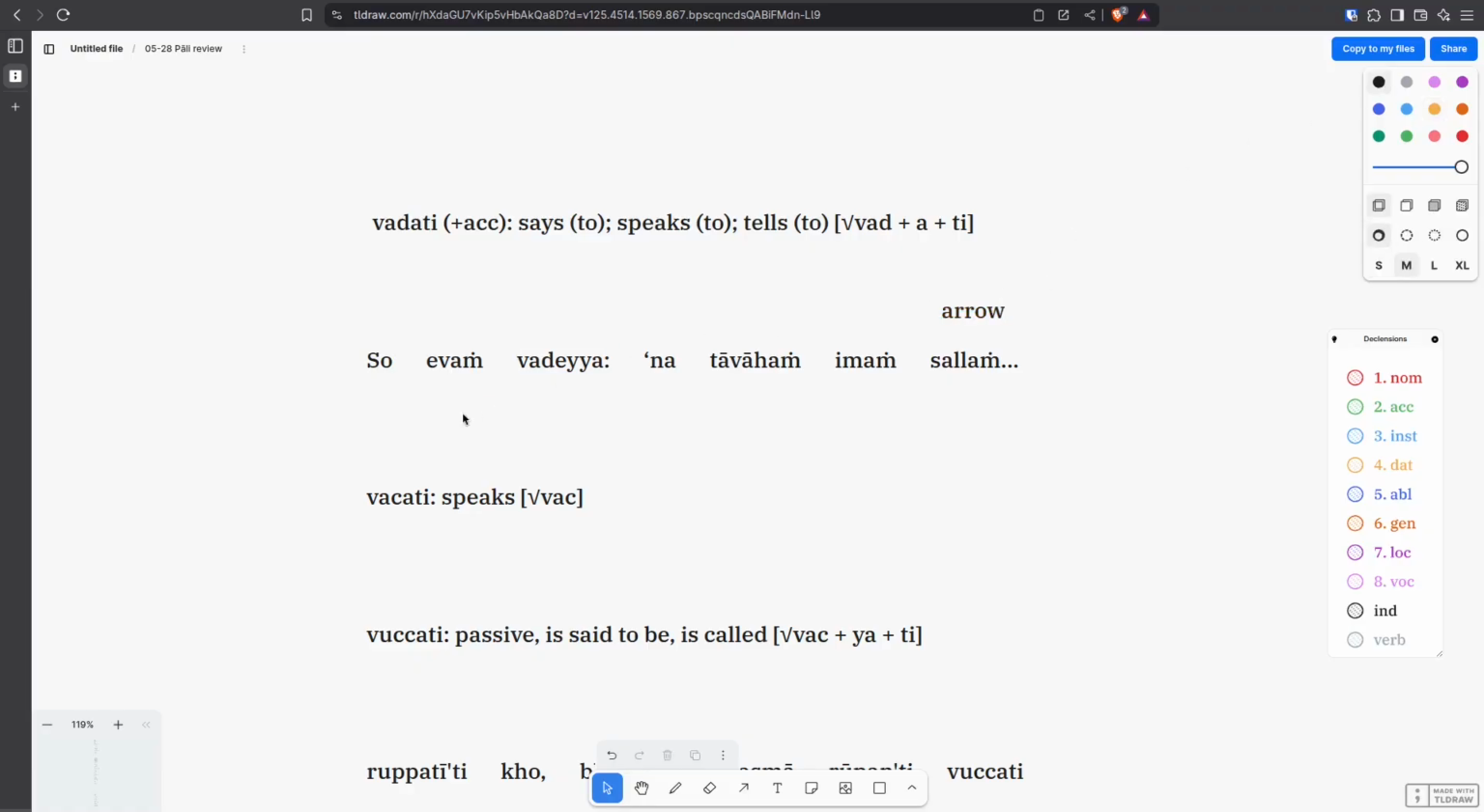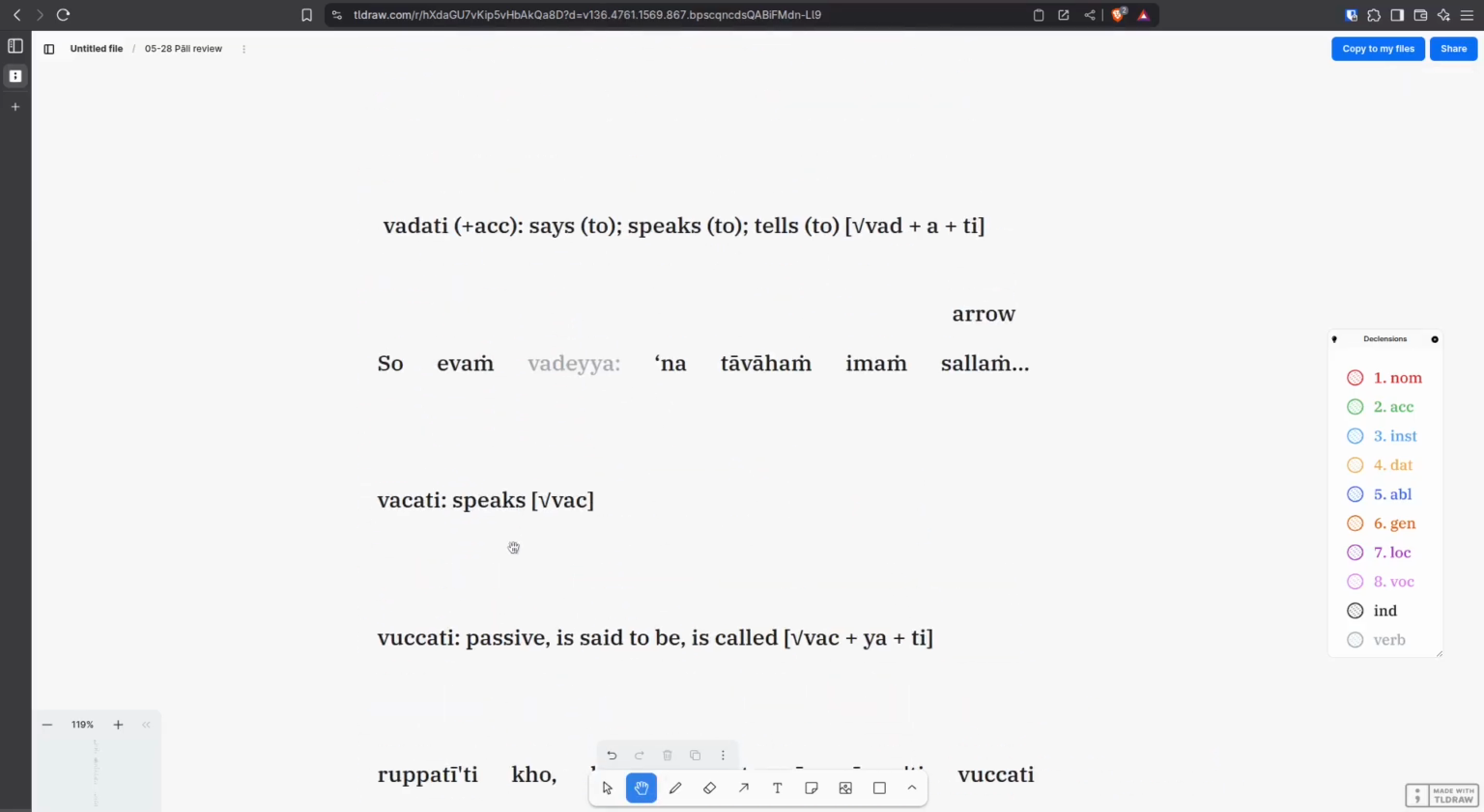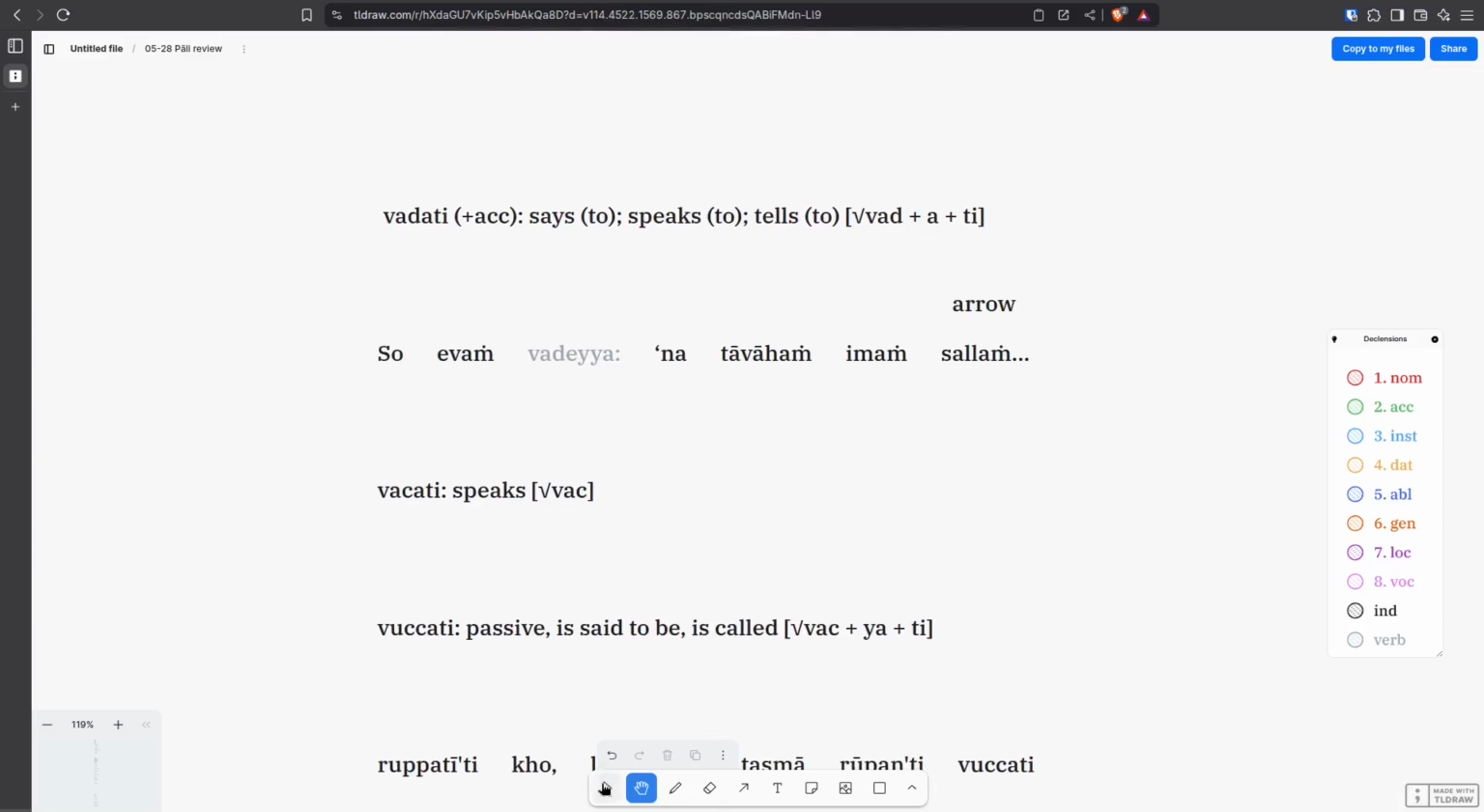Salla is an arrow. And vadati here becomes an optative, vadeya. Not until this arrow is removed, and so on in the sutta. So vachati, so recognize you have vadati and you have vachati.